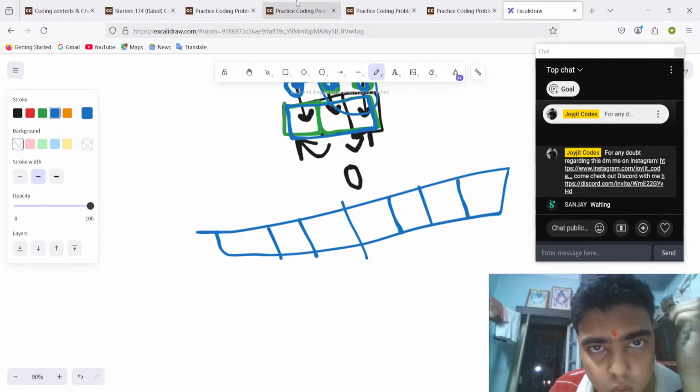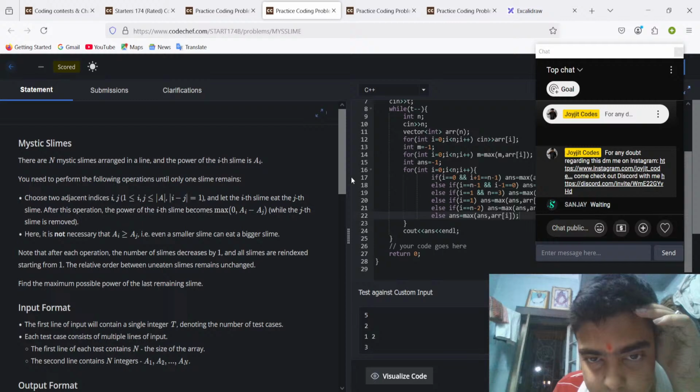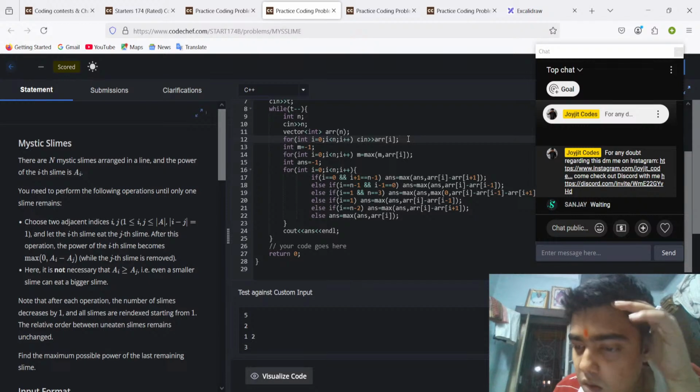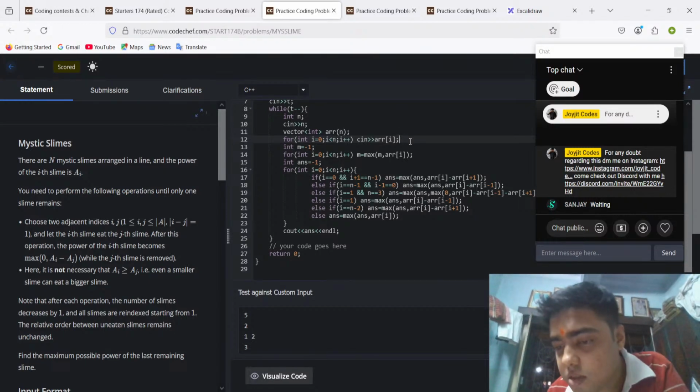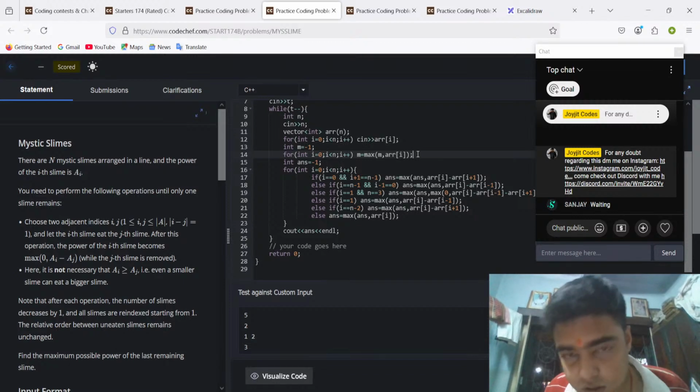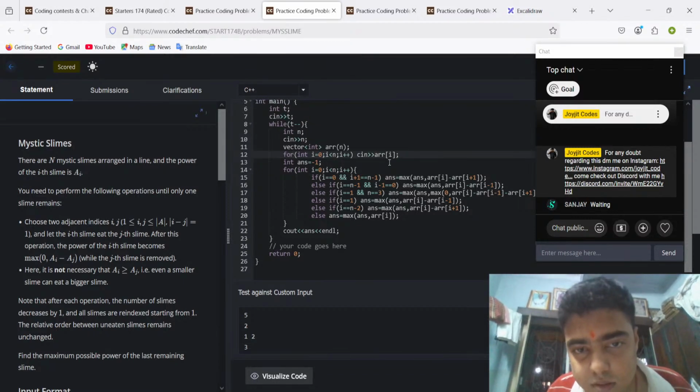If you want the code for it, I'll quickly walk you through the code. What I'm doing is I'm just taking the inputs. I'm getting the max. This is not needed actually, this part is not needed, I was just experimenting with it. The answer is initially -1, making it as minimum as possible.